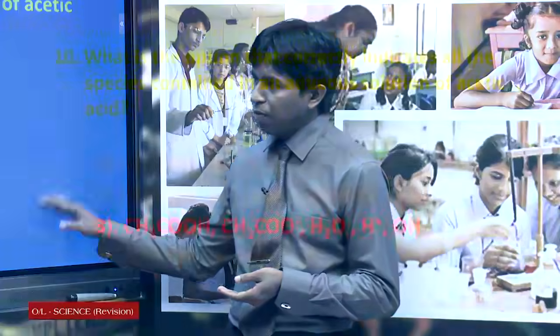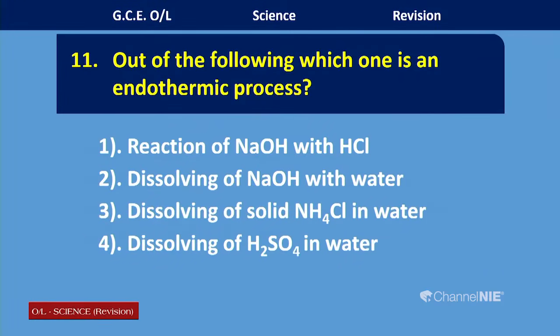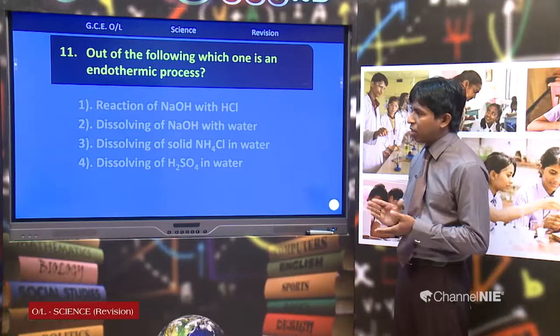Let us move on to question number 11. Out of the following, which one is an endothermic process? Endothermic means heat is absorbed, and during endothermic reactions temperature decreases. First one, reaction of NaOH with HCl. When NaOH reacts with HCl, we call it neutralization, an acid-base reaction, and heat is given out. So, it is an exothermic reaction. The first one is an exothermic reaction, so that is not the answer.